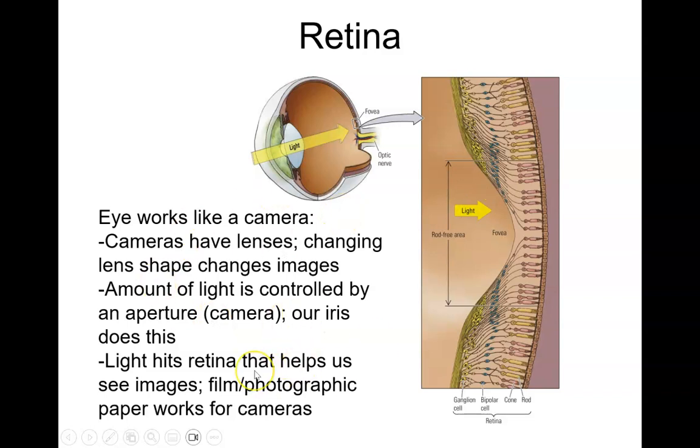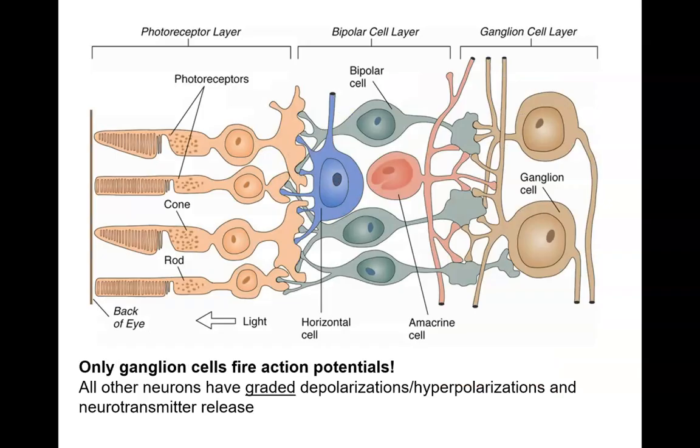And then finally, the light is going to strike the retina, and that's going to enable us to see images, especially as we talk about the makeup of the retina: the rods and cones in the very back layer, the bipolar cells, and then the ganglion cells right here, whose axons form the optic nerve that will leave the eye. So light is hitting the retina. If we're talking about a camera, that will be either film or photographic paper.